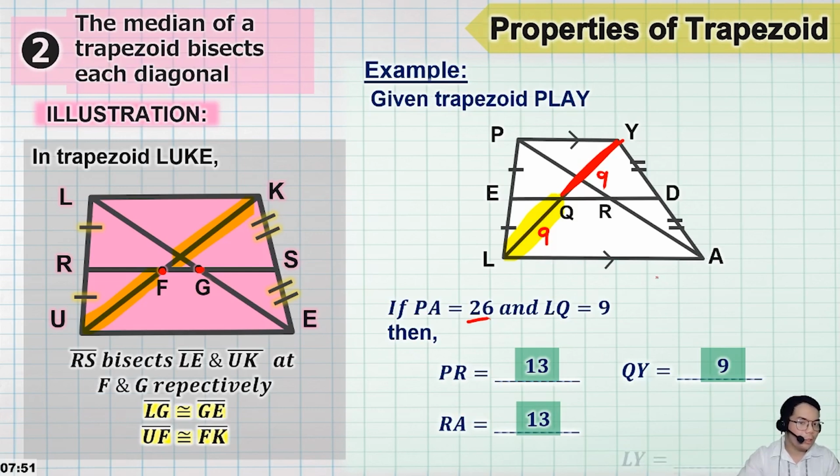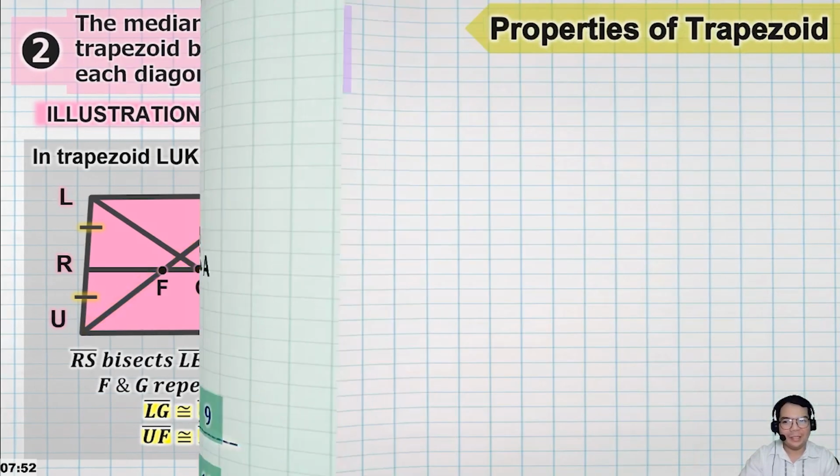Very good. Now, pag tinanong tayo, ano naman daw yung sukat ng line segment LY, yan, times 2 lang. O add mo lang yung dalawang segments na meron tayo, which is both equal to 9. Therefore, yes, class, very good. Ang magiging sagot natin dyan ay 18. And this is the second property of a trapezoid. Let's proceed to the third property.